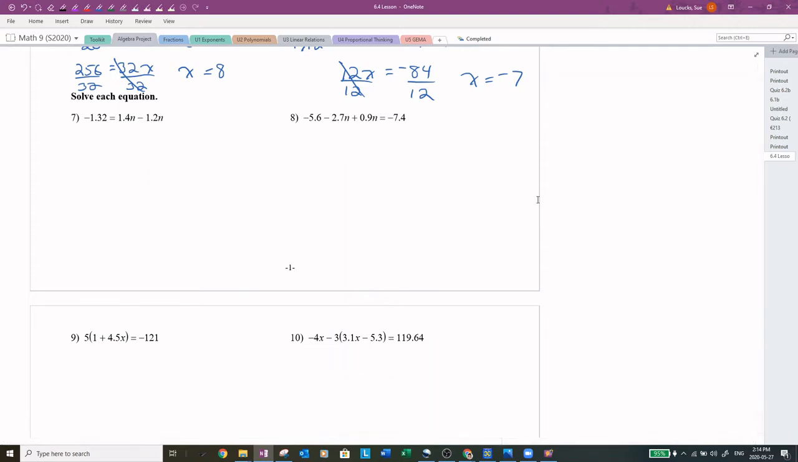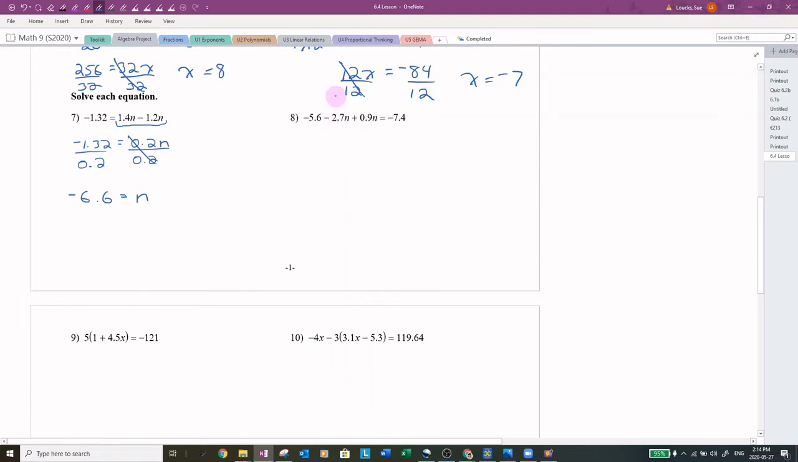All right. So I'm going to collect my like terms. I'm going to get my n's together. So on the left side I have 1.32, and on the right side I have 1.4n minus 1.2n, which gives me 0.2n. And then I'm going to divide that by 0.2, divide that by 0.2, and I get -6.6 equals n.